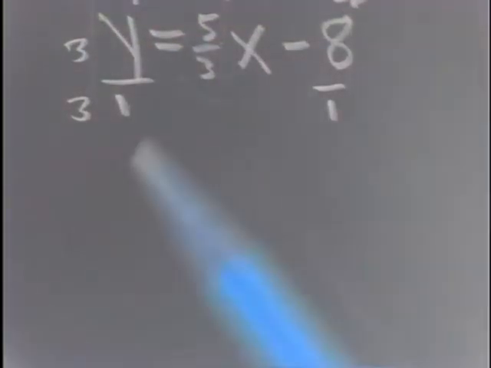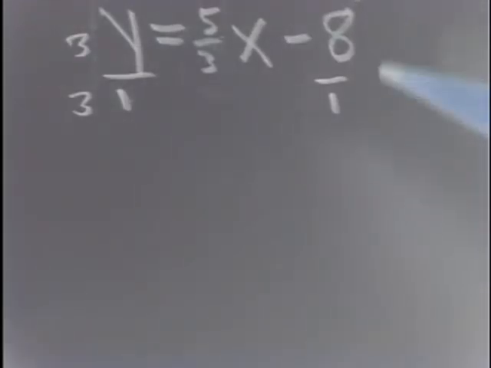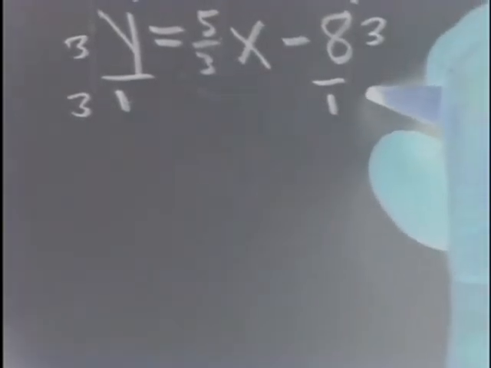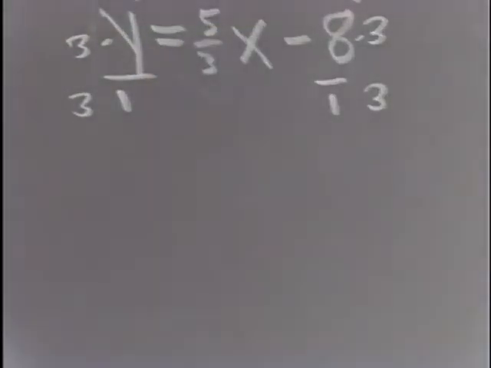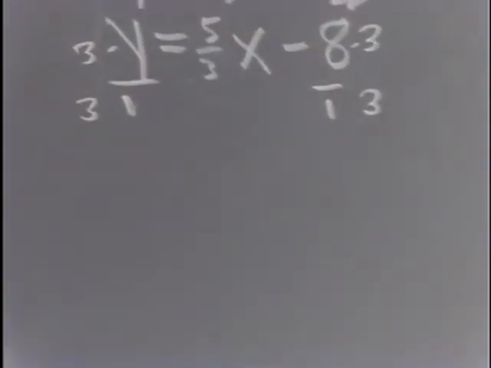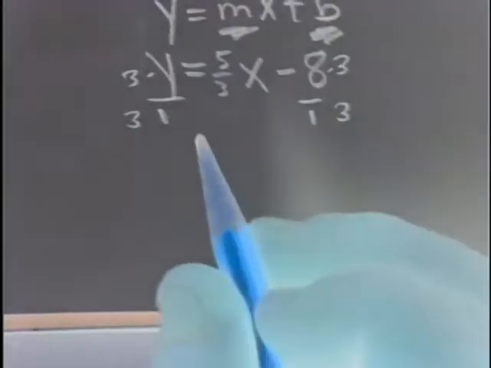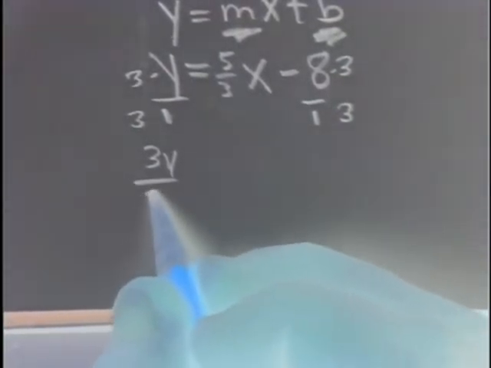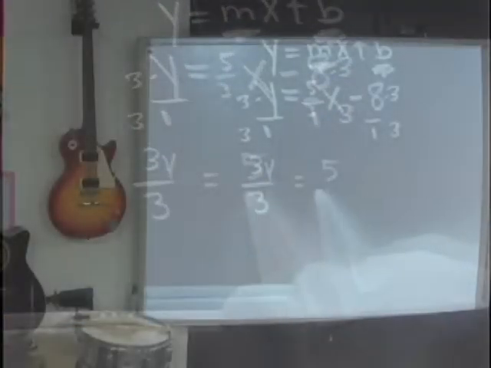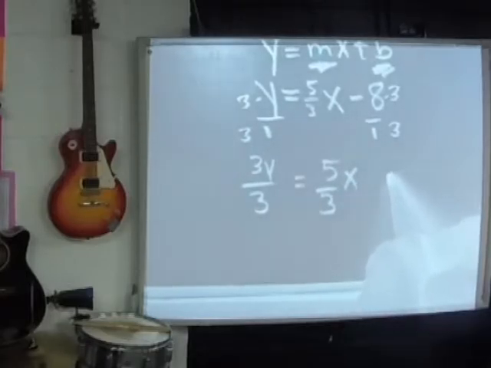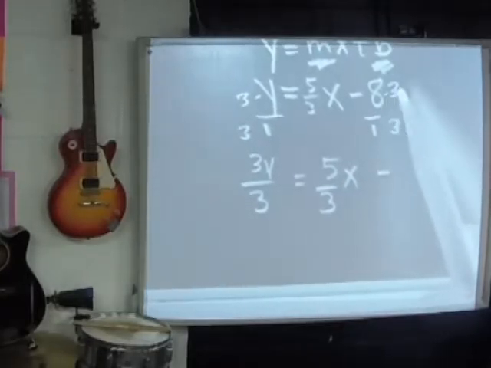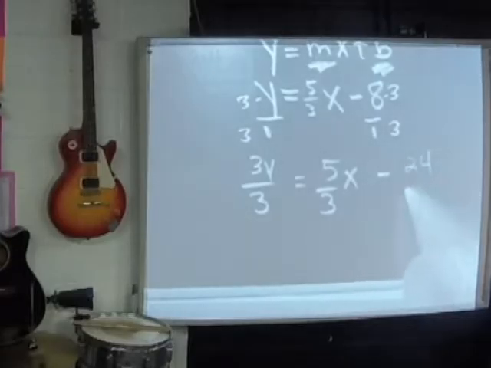Now, how can I make this 1 become a 3? Times it by 3. But you've got to go 3 over 3, right? You can't make a y over 1 become a y over 3 magically. So you do that. Now this 8 over 1, times 3, put a 3 over 3 right here. And this is kind of going back to what we did in Objective 84. So I'm going to write this out. This would become 3y over 3 equals 5 over 3x, and the x would go to the right, minus, what's this make? 24. Yeah, multiply, get 24 over 3.